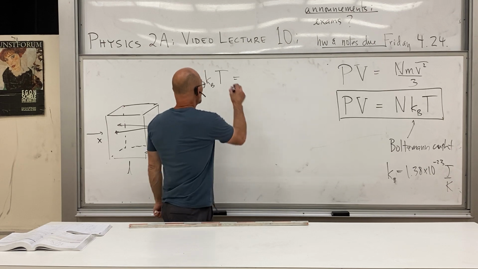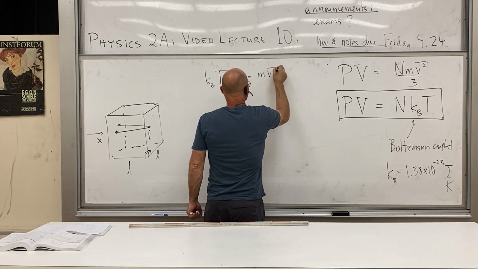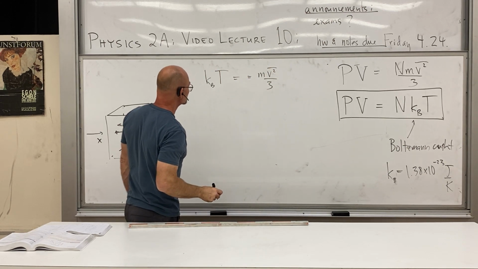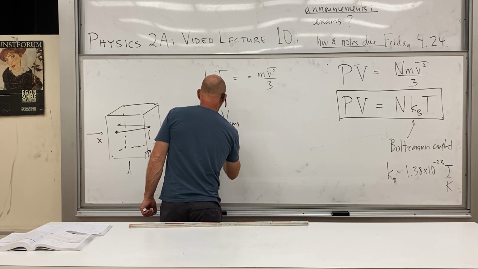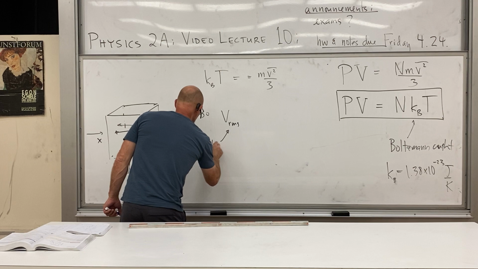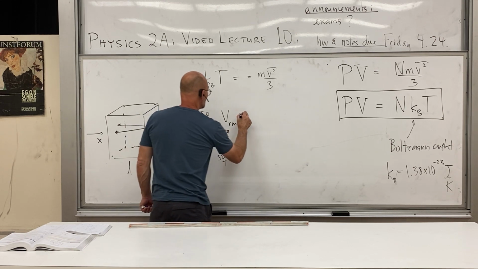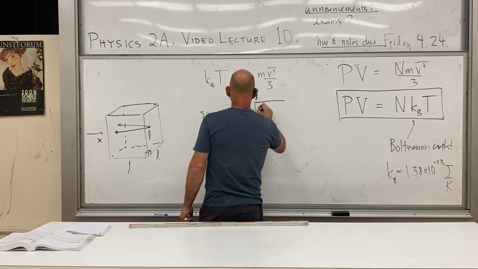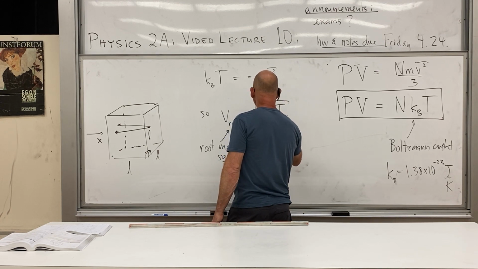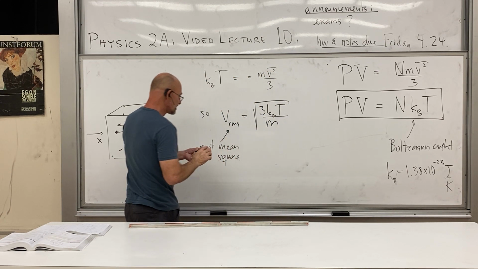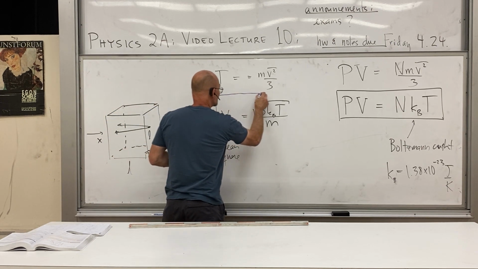Okay, so what do we have here? k Boltzmann T is equal to m v squared over 3, and let's just go ahead and solve for v. So v, and this is called the root mean square, is equal to the square root of 3 k Boltzmann times the temperature in Kelvin divided by m. So this is something you guys should have a look at. I'll see if we get a good problem in the book there.